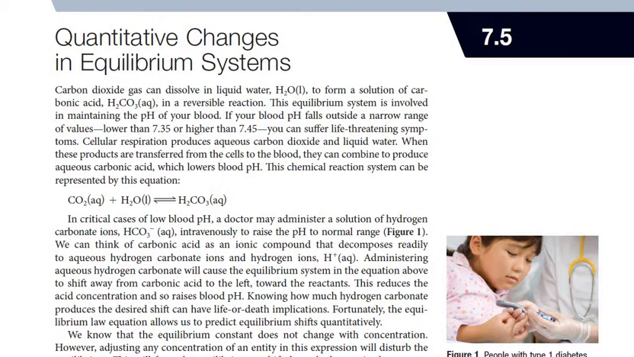Cellular respiration produces aqueous carbon dioxide and liquid water. When these products are transferred from the cells to the blood, they can combine to produce aqueous carbonic acid, which lowers blood pH. The chemical reaction system can be represented by this equation, which is CO2 plus H2O gives you H2CO3.